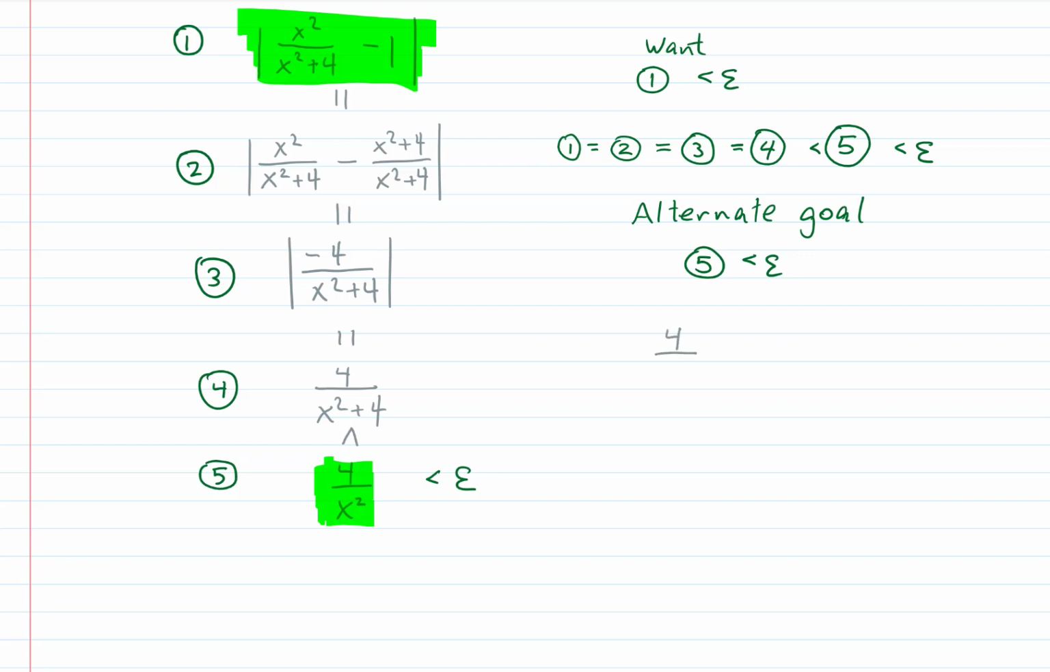I want 4 over x squared to be less than epsilon, which means 4 is less than x squared epsilon, which means 4 over epsilon is less than x squared, which means the square root of 4 over epsilon is less than x. And that is our magic number.